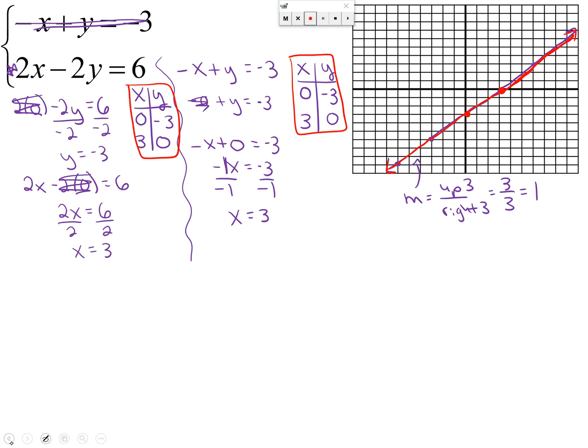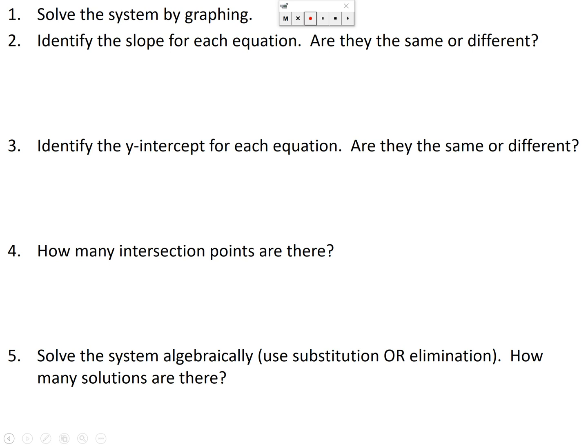So if we take a look at our questions, it says identify the slope. We identified the slope in the first one. We had up 3, right 3, so the slope in the first one was 1. We don't have to do it for the second one because we found out it's the same line. So the slope for the second one's also 1. They're the same slope.